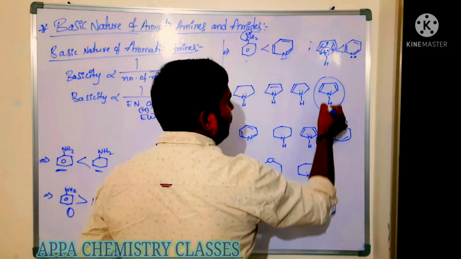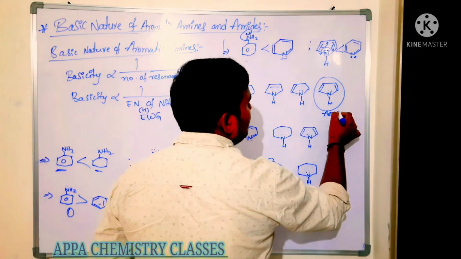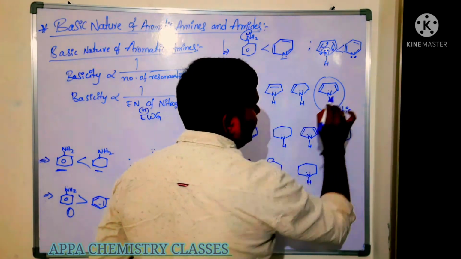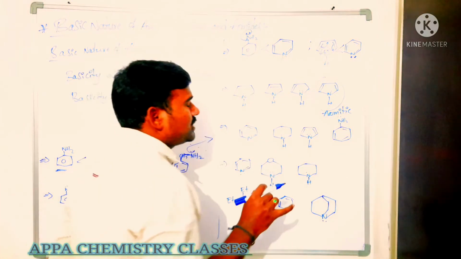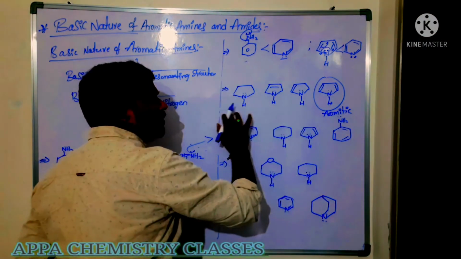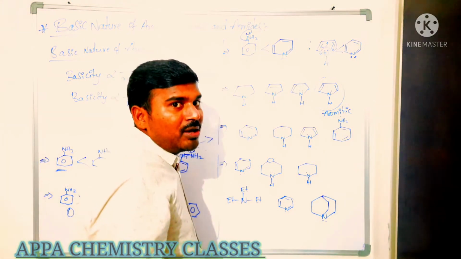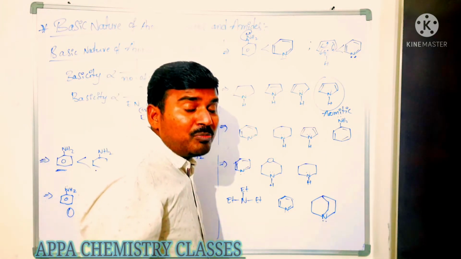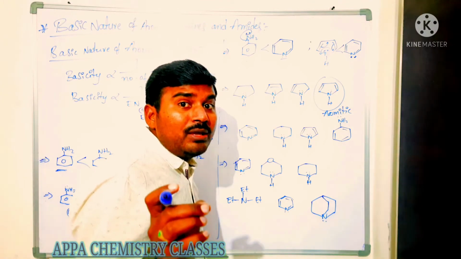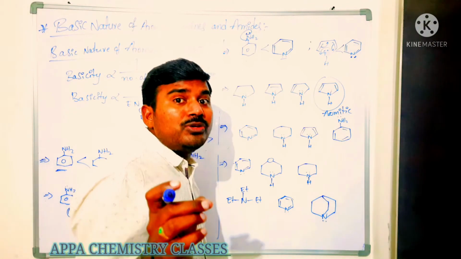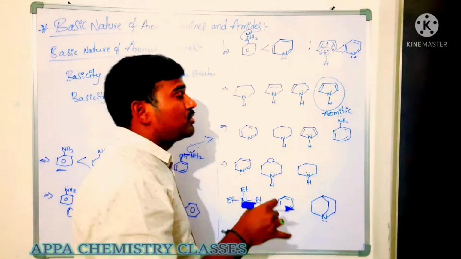Now among these, which is the aromatic one? This is the aromatic one. So aromatic amines are least basic. Now these are aliphatic amines. Among the aliphatic amines, which is the more basic one? It should have an electron releasing group attached to the nitrogen.